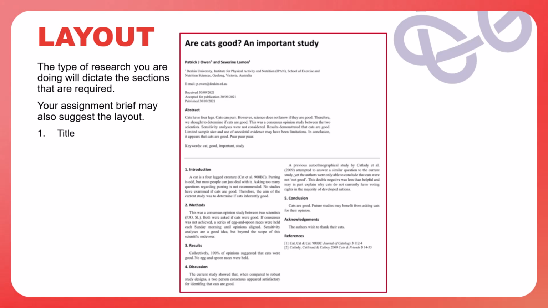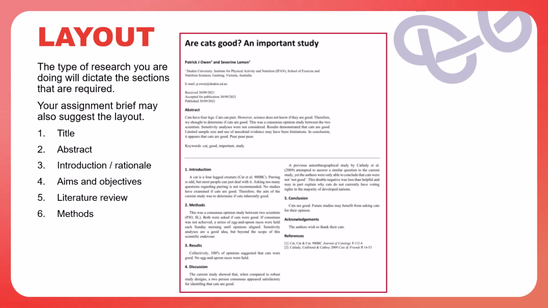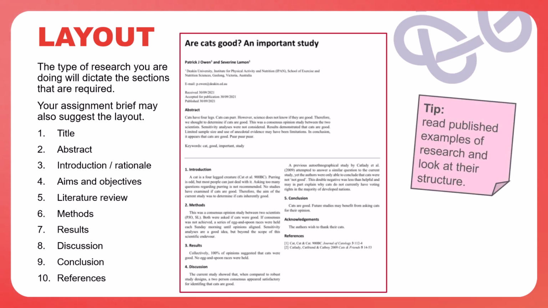You need a clear title. There should be an abstract summary of the research, an introduction or rationale that provides information for your reader, the aims and objectives of the research, a literature review, the methodology, information about what you did to carry out the research, the results of your research, and then discussion about how that can be applied to your field, to your sector, followed by a conclusion, and then your references.